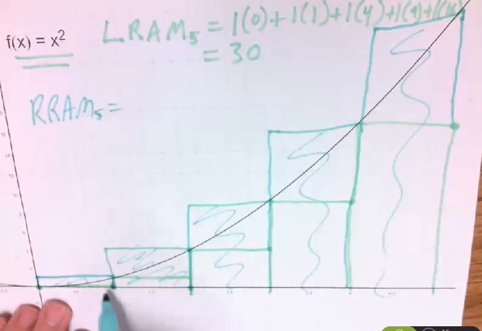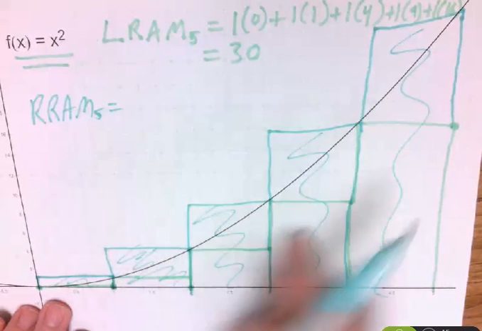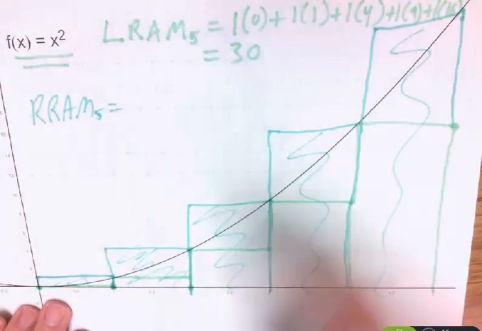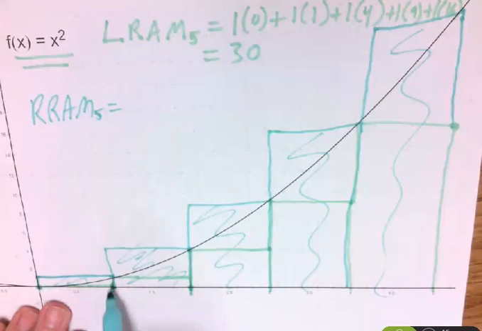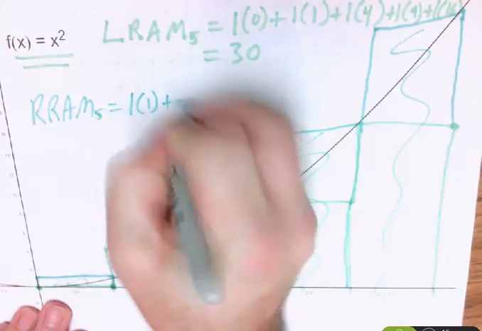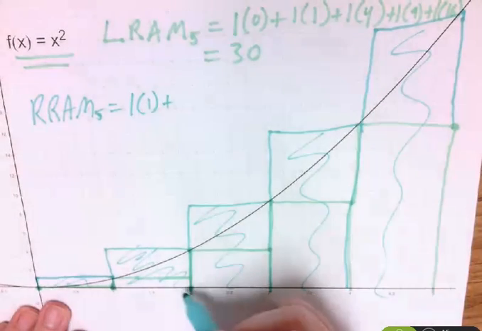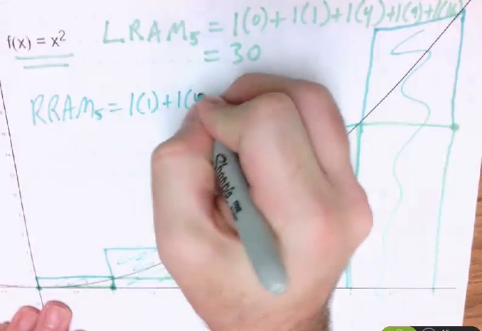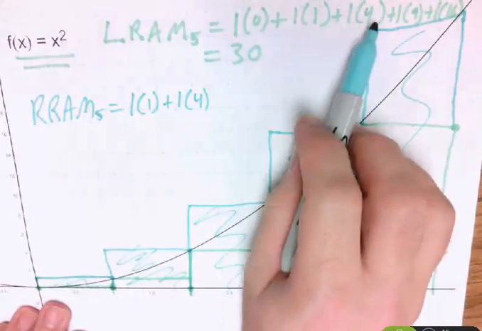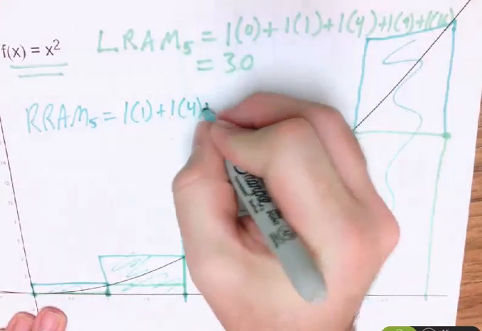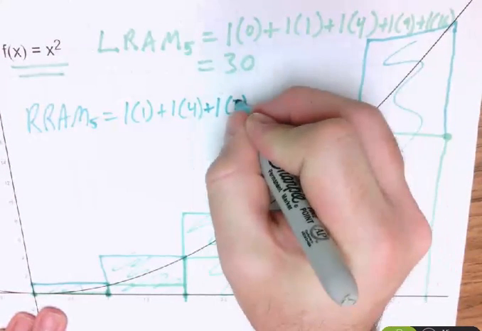So this time, if you think about it, it's really the same rectangles we had before, but it's all just shifted. Right? Our first one is 1 times 1 squared. And then it's 1 times 2 squared. Right? Look, it's right here. And then it's going to be 1 times 3 squared. And 3 squared, so that's 9.